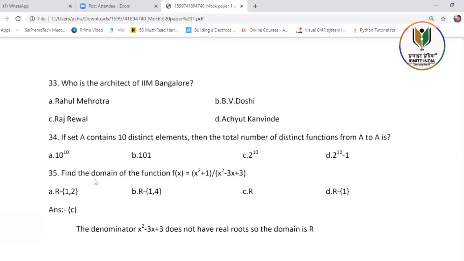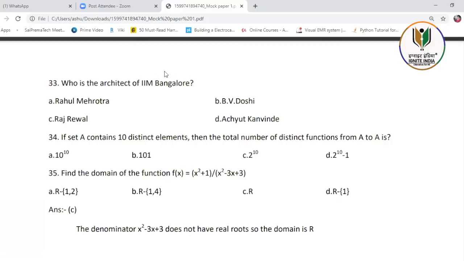Next is, who is the architect of IIM Bangalore? These types of questions will be asked because these are some very famous and unique designs. The options which are there here: Rahul Mehrotra, B.V. Doshi, Achyut Kanvinde, and Raj Rewal. These are some of the most important architects of India. So you have to pay attention to the work they have done, which are unique.